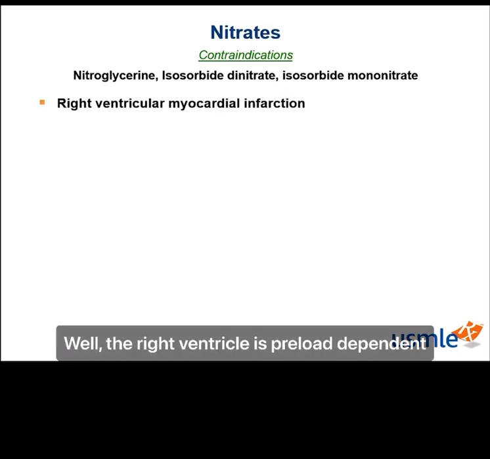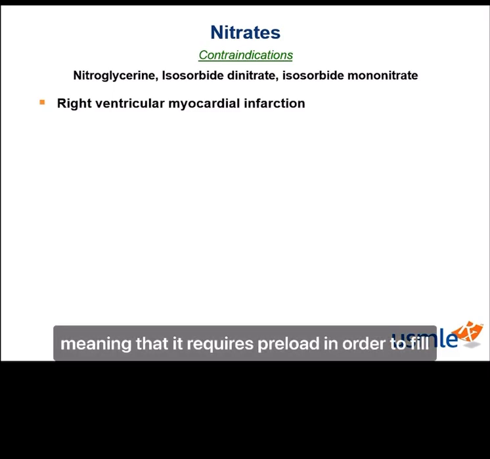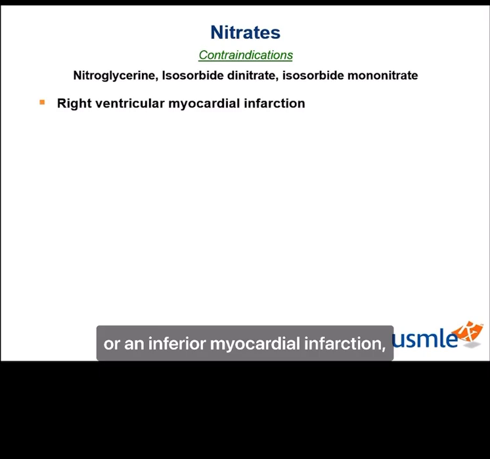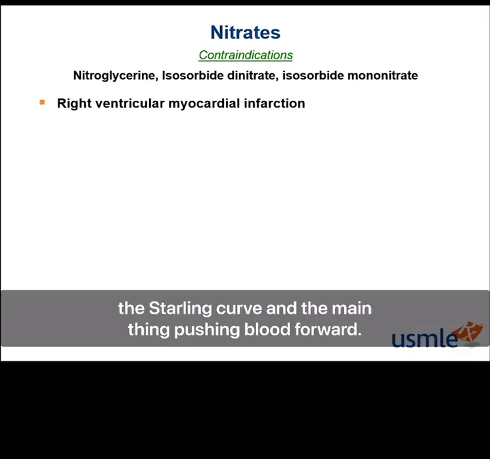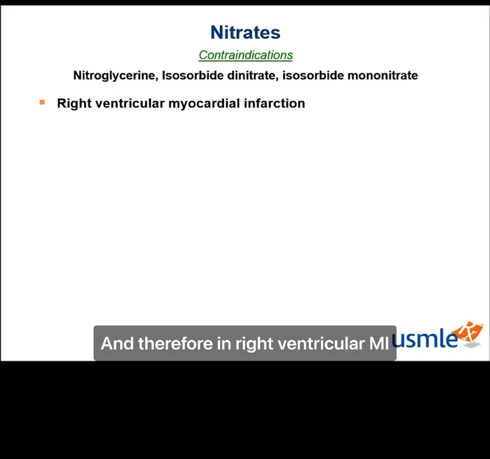Well, the right ventricle is preload dependent, meaning that it requires preload in order to fill so that it can eject an appropriate amount of blood. If you have a right ventricular myocardial infarction or an inferior myocardial infarction, the muscle cannot contract, and so the preload is the only thing that's optimizing the Starling curve and the main thing pushing blood forward. And therefore, in right ventricular MI, you drop preload at your peril.